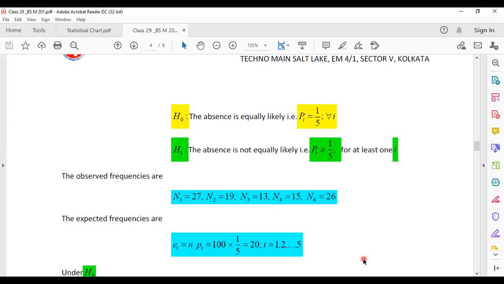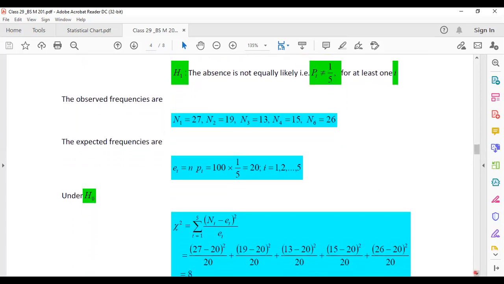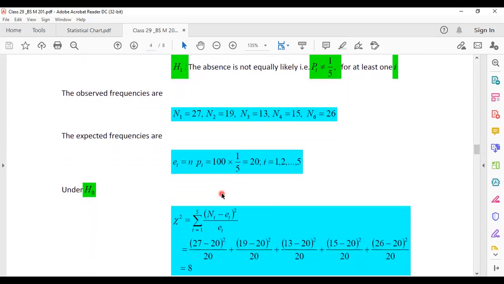So when this type of variation happens, we take the deviations. But if I consider the deviations as a whole, the total deviation is always 0. So the sum of the deviations is never considered. Instead, what we consider is the sum of the squares of the deviations. So now under the null hypothesis, we have this particular formula. From each of these observed frequencies, the corresponding expected frequency has been subtracted and a square has been taken.